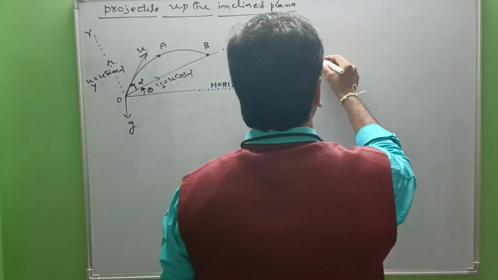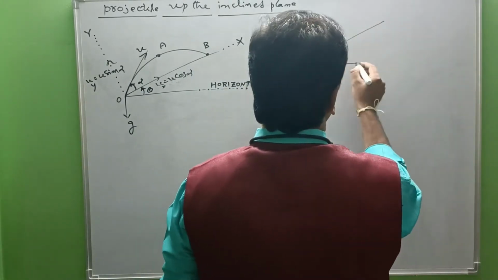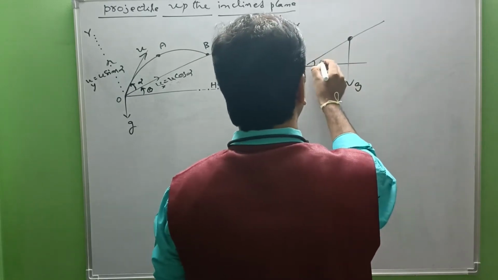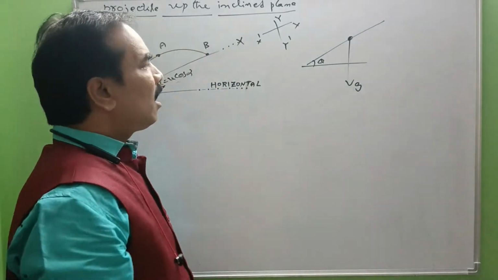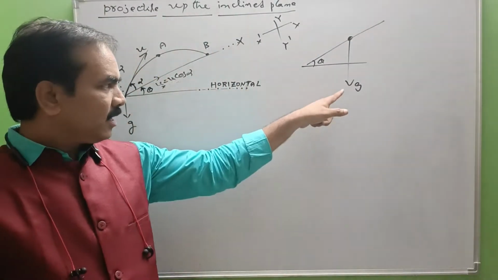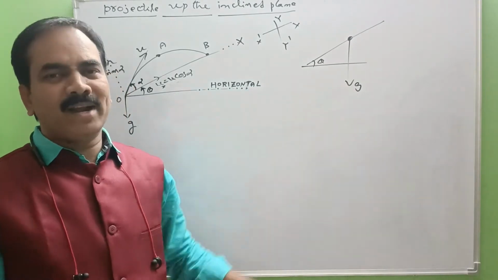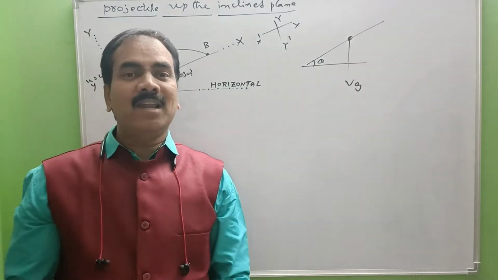Now next I am going to draw g. See here, this is the inclined plane once again. Somewhere here, g downwards. This is the angle made by the inclined plane with the horizontal, right? Now I am going to split this g vector into two components. One is parallel to the inclined plane, another one is perpendicular to the inclined plane.